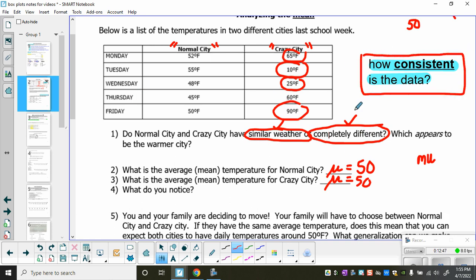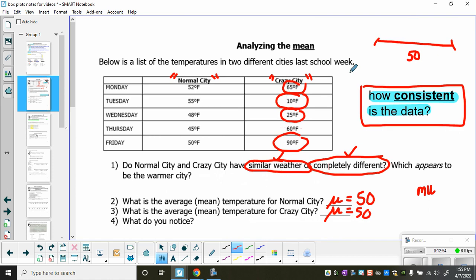Is our data really consistent around the 50, like it is in Normal City? Or is it really spread out, like in Crazy City, where 50 is just kind of in the middle, balancing out those extremes?